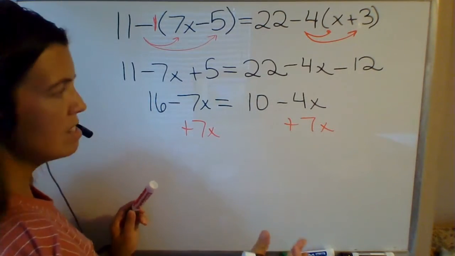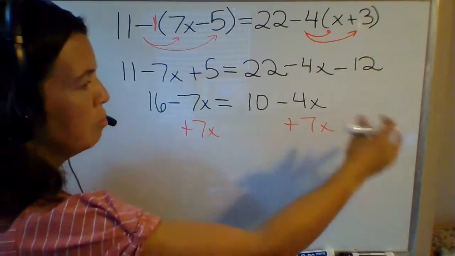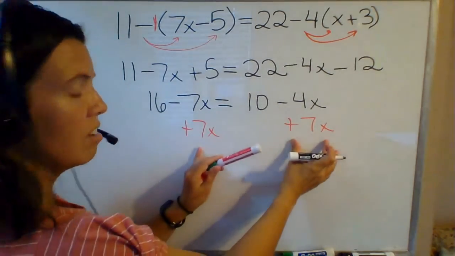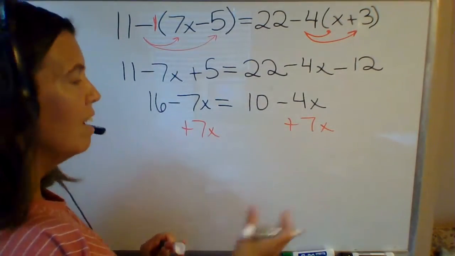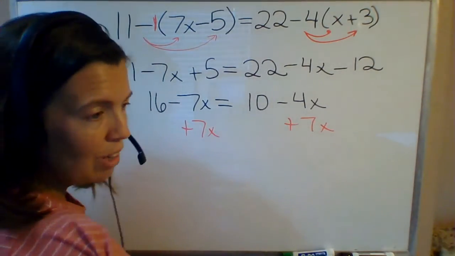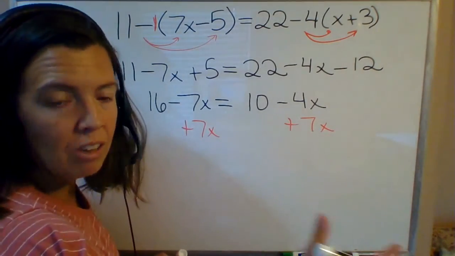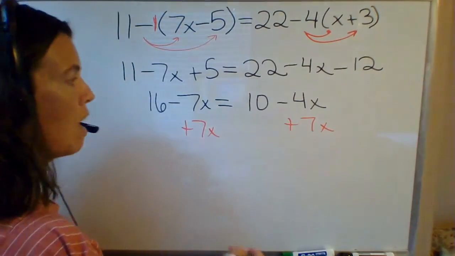Even if you do something silly like add 100x to both sides, it's not going to mess up your solution as long as you're consistent, as long as you add the same amount to both sides. It won't get you any closer to solving the equation if you add 100x, but it's not going to get you completely off track either. It's just going to maybe take you down the longer path.